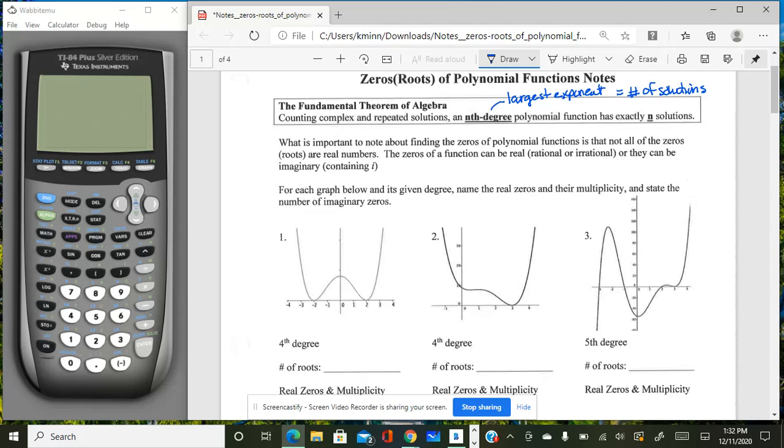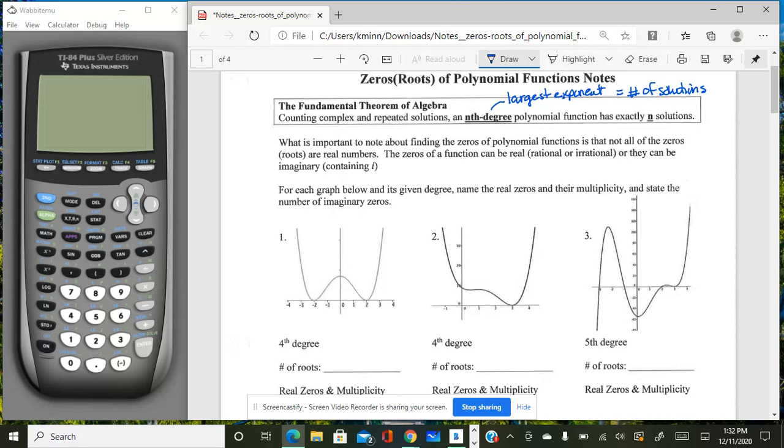It's important in this next note to say that not all of the zeros are going to be real numbers, right? Your zeros can be real, rational or irrational numbers, so whole numbers, fractions, radicals, all of those options, or they can be imaginary and contain the value of i.